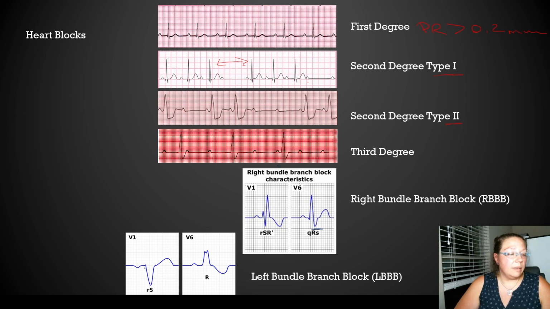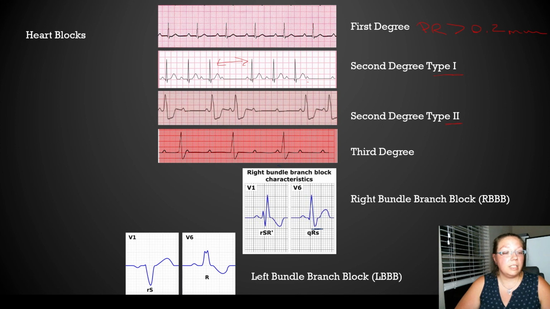Left bundle branch block, V1, you're not gonna have any Q wave. See, there's no Q wave. No Q wave. You have this wide RS. And then in V6, you're gonna have that classic bunny ears, your monomorphic R. You see how these R's are pretty close together? No Q's, but you have an RSR, but the R is the same as the other R.